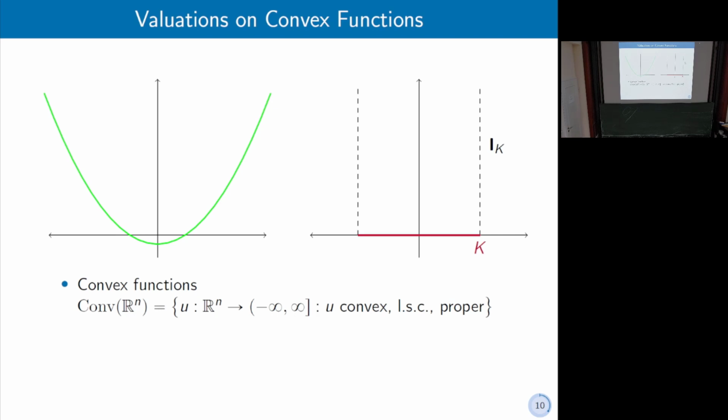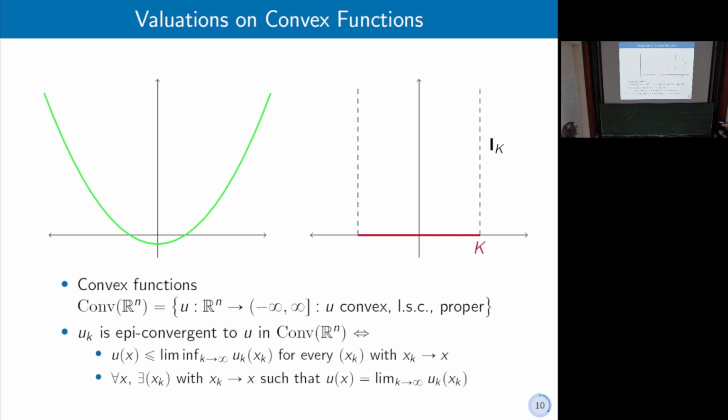Proper just means that they're not identically plus infinity, which would make some trouble. And in particular, if I take a convex body K, and I define this convex indicator function, the function that is 0 on the convex body and plus infinity outside, this belongs in the space. This means I can embed the convex bodies in the space of these convex functions. And there's a kind of well-known topology on this space that we will use.